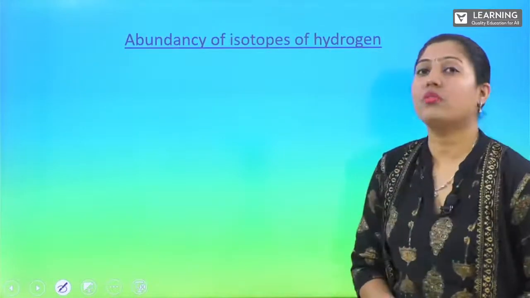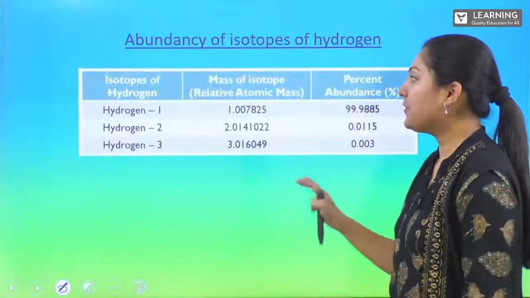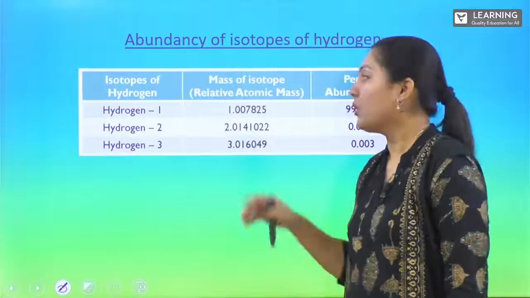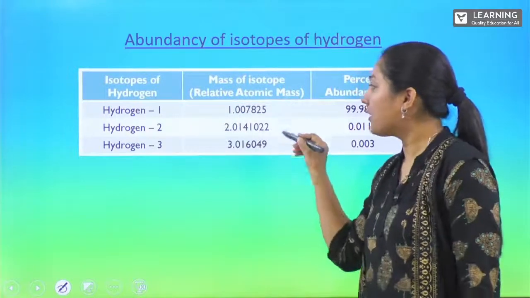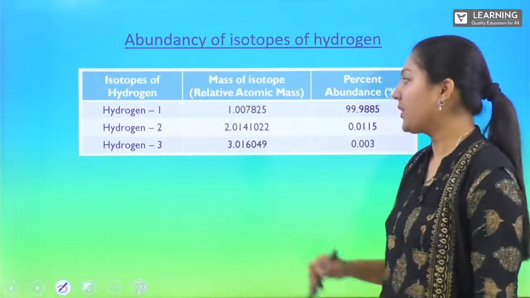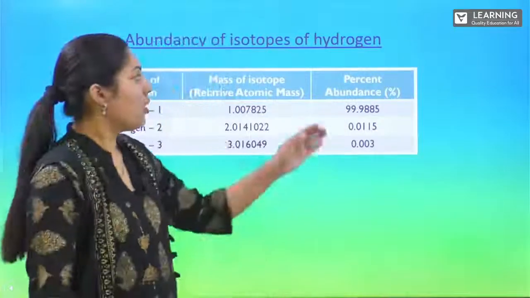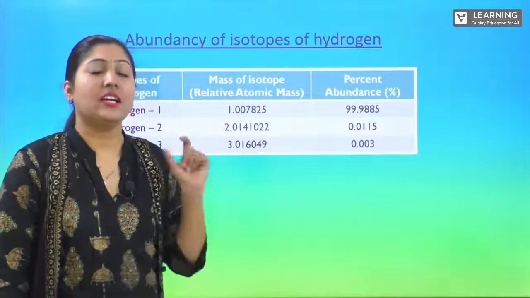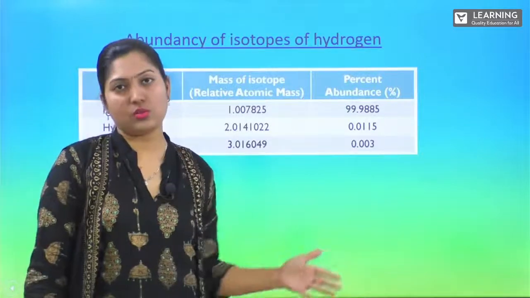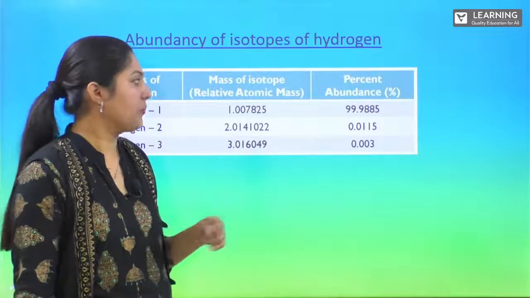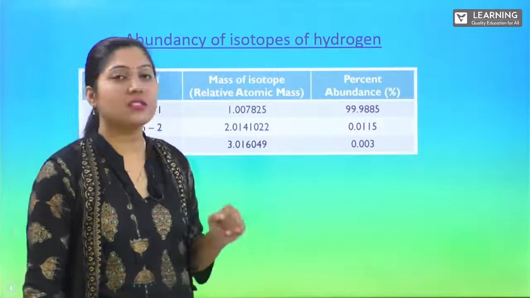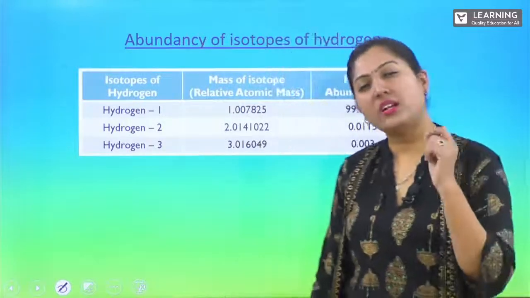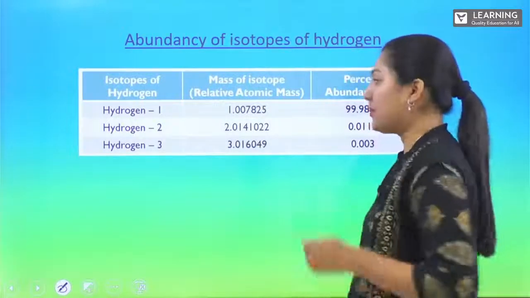Next, abundancy of isotopes of hydrogen. If you see here, we have 3 isotopes, as I said, protium, deuterium and tritium, with different mass numbers. Their relative atomic mass is given here, and you can see the percentage abundancy of the given isotopes, where 99.9% is protium. That means most of the hydrogen atoms are protium, whereas deuterium is 0.0115%, whereas tritium is 0.003%. Very small traces of tritium are present.